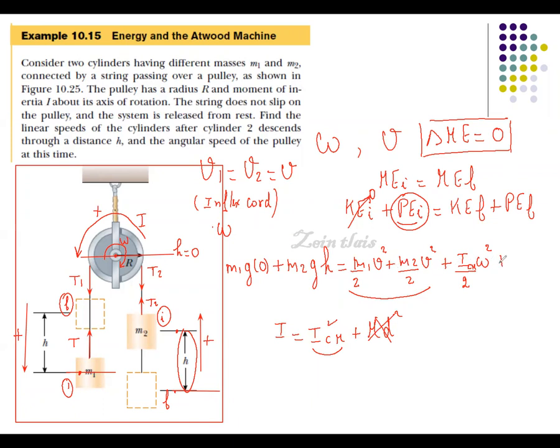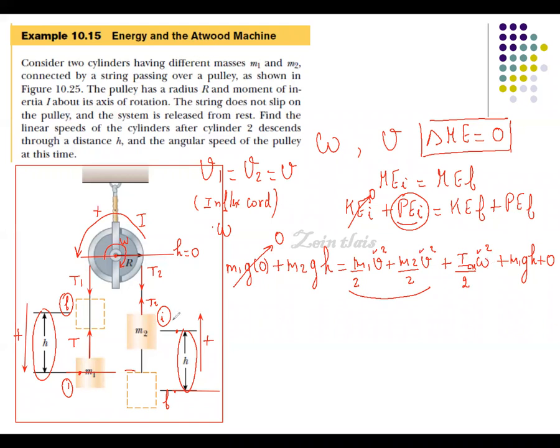What about the potential? In the final position, M1 has a height h, so we have M1 G h, and M2 has finally 0 h, so we have 0 potential. Here we have a simple relation. Look, this one equals 0. H is given. I need to calculate V, but I have omega here.